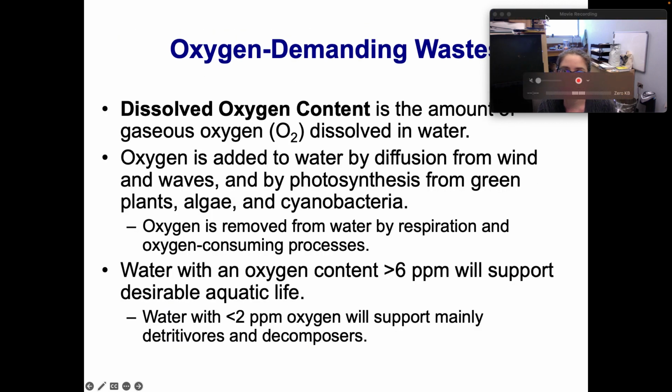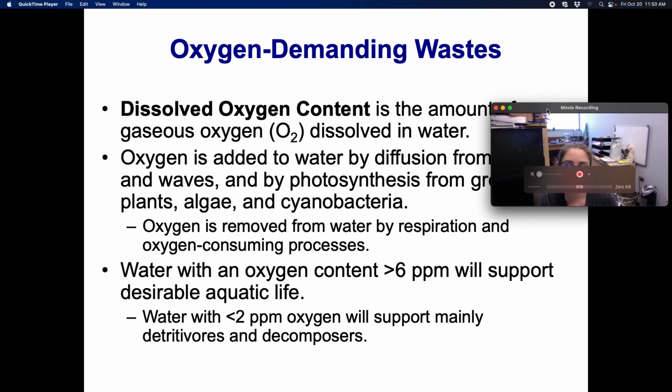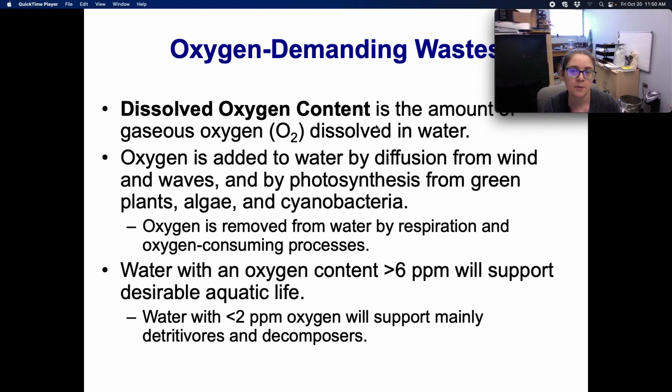All right, another concept we need to talk about is oxygen demanding waste. Dissolved oxygen is the amount of gaseous oxygen dissolved in the water. If you're not familiar, gases do dissolve in liquids, and so there is carbon dioxide and oxygen and nitrogen gas and all of these things dissolved in the water. And there might be organisms using that water, so we can measure the amount of oxygen in the water to help us better understand the water quality.